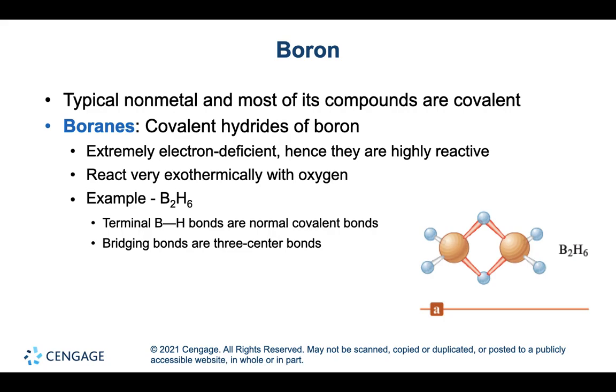The terminal BH bonds are normal, but the bonds bridging between the borons are very unique in that these would be one of the only cases where hydrogen bonds to two atoms at once. So you see here the hydrogens bonding to two borons. You never see hydrogen bond twice, but they can, in the form of boranes, bond to two boron atoms at once. I always say hydrogen is always a branch, never a bridge, but here's actually a case where it does bridge, the exception to the rule.